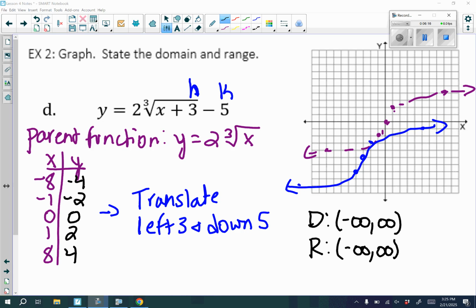Remember, h is the opposite, so when I see x plus 3, that means we translate left 3. And k being negative means we go down 5. So I took each of the points, went left 3 and down 5. And as a reminder, domain and range are always the same for every cube root function. That's always going to be negative infinity to positive infinity.